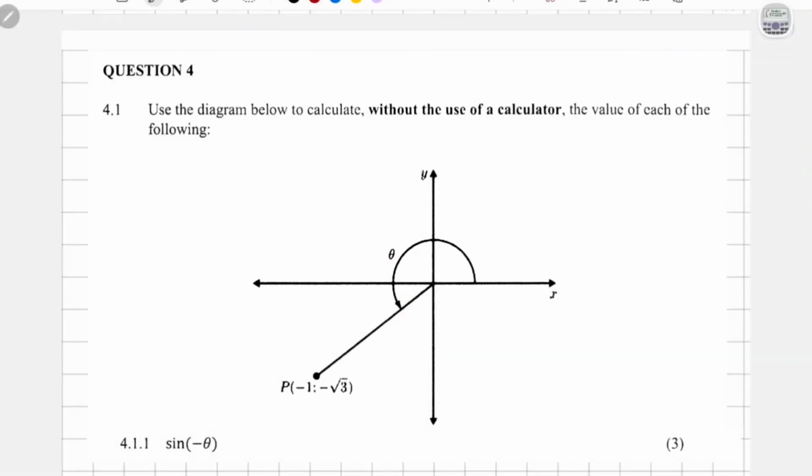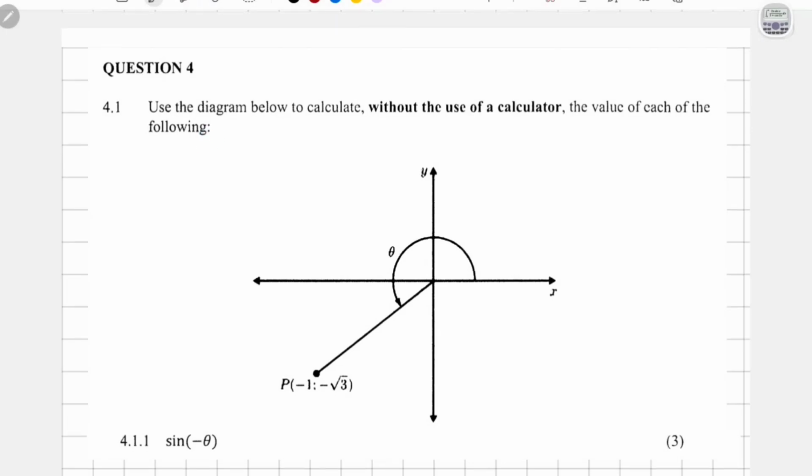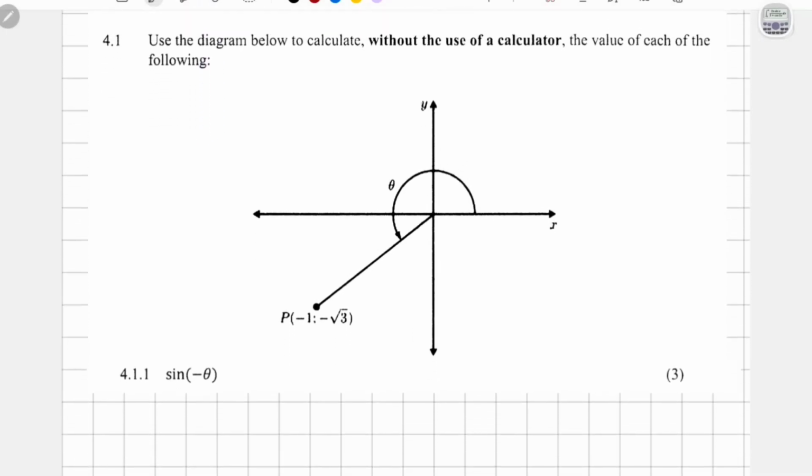And now we're on question 4, and 4.1 says, use the diagram below to calculate, without the use of a calculator, the value of each of the following. Okay, so the first question is sine of negative theta. Okay, let's go ahead and simplify, or just fill in the diagram.